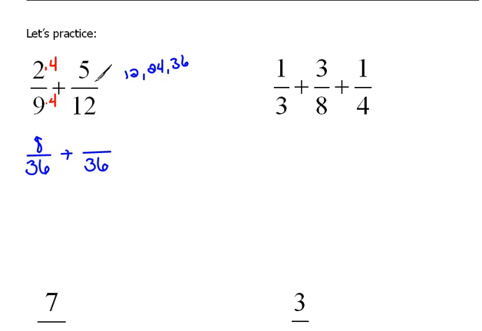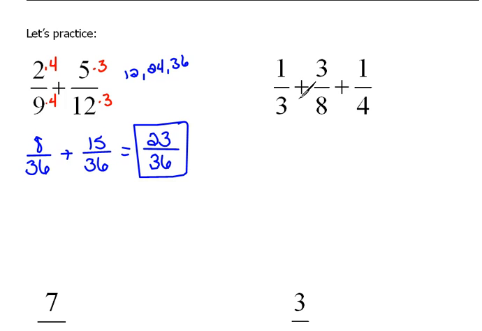Let's do the same thing with the second one. 12 times 3 would be 36. So 5 times 3 would be 15. And now we can add those fractions together. Because they have the same denominator, we'll keep that denominator of 36, and 8 plus 15 would be 23. So 23 over 36 is our answer for this addition.